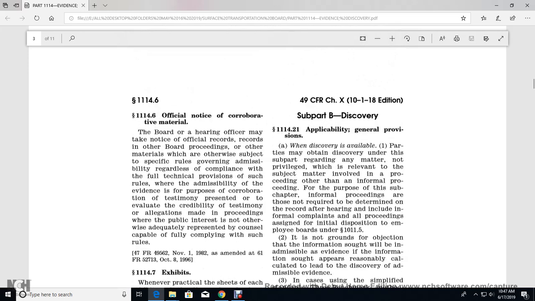All right, Subpart B, Discovery. 11.14.21, applicability of the general provisions. Whenever discovery is available, the parties may obtain discovery under this subpart regarding any matter, not privileged, relevant to the subject matter involved in the proceeding, other than informal proceedings. The informal proceedings are those not required to be determined on the record of the hearing and include the informal complaints of the proceedings assigned for initial disposition by the employee boards under 10.11.5. It is not grounds for objection that the information sought will be inadmissible as evidence if the information sought appears reasonably calculated to lead to the discovery of admissible evidence.